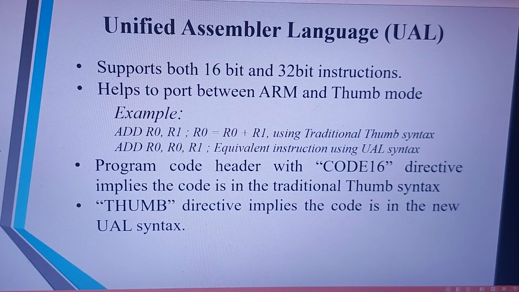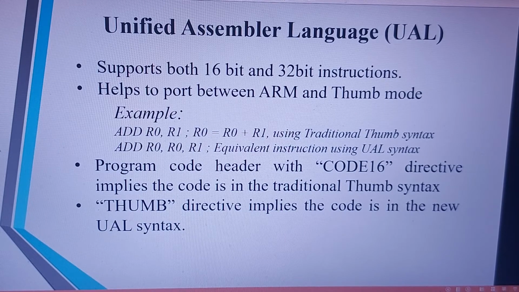There's another type of assembly language called unified assembler language. It is slightly different from the general assembly language, but the same instructions can be used here. There is only a small variation in the way the program is written. The advantage of UAL is that it supports both 16-bit as well as 32-bit instructions, and it helps to port between ARM and Thumb mode. We know that ARM is 32-bit and Thumb is 16-bit. So this type of programming helps us to port between 16-bit and 32-bit instructions.